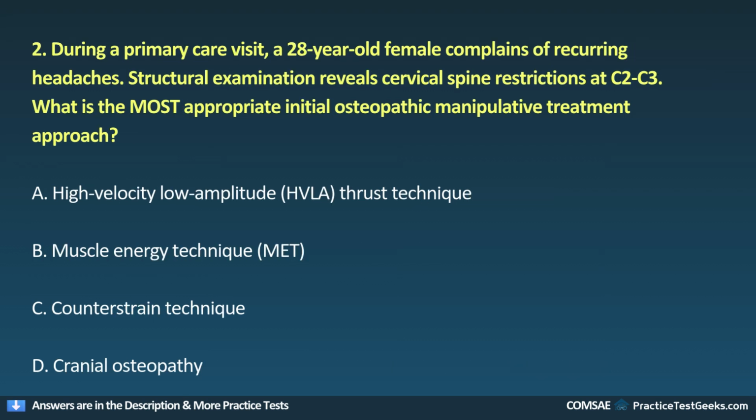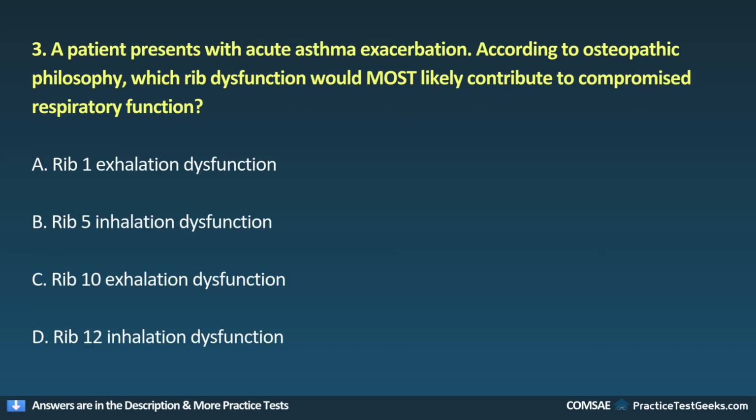2. During a primary care visit, a 28-year-old female complains of recurring headaches. Structural examination reveals cervical spine restrictions at C2, C3. What is the most appropriate initial osteopathic manipulative treatment approach? A. High-velocity, low-amplitude HVLA thrust technique. B. Muscle energy technique. C. Counterstrain technique. D. Cranial osteopathy.